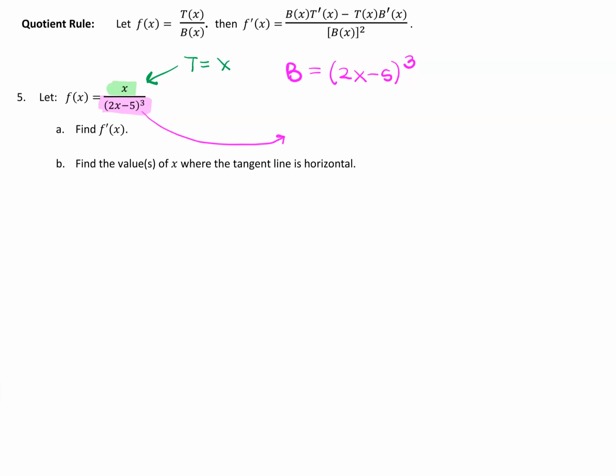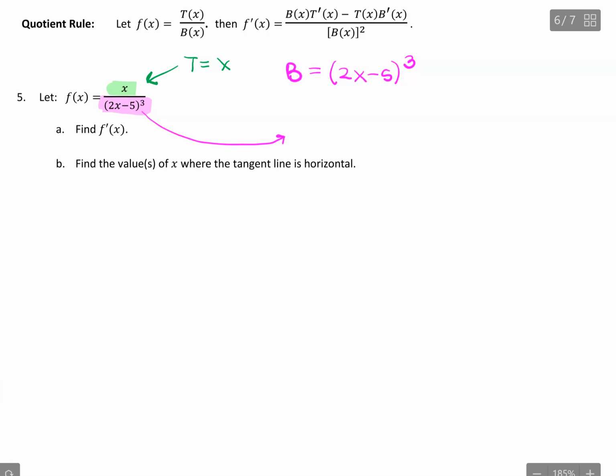This is question number 5 from the 3.3 notes on product rule and quotient rule for derivatives. So in this problem, we're given a function that's a quotient. There's the function x in the numerator, and in the denominator, we have a function that's a binomial cube. So I'm going to start organizing my work.